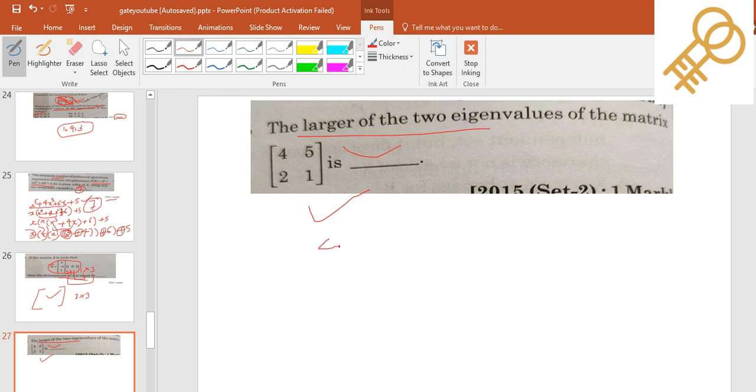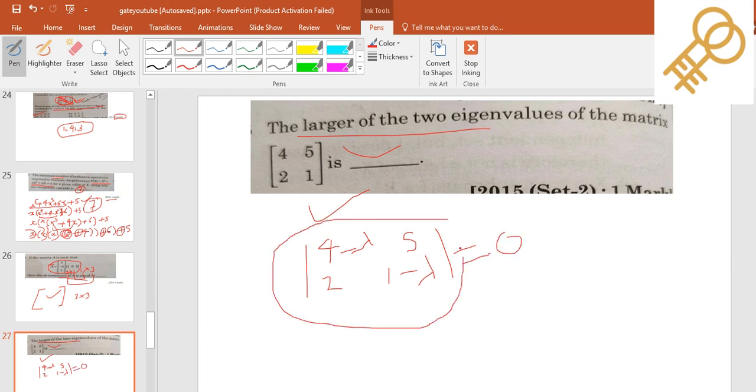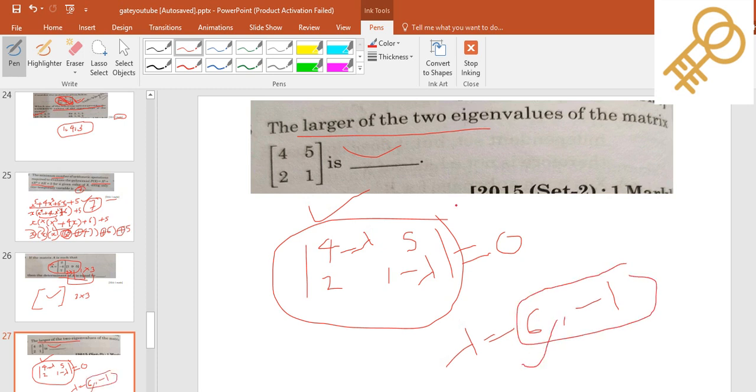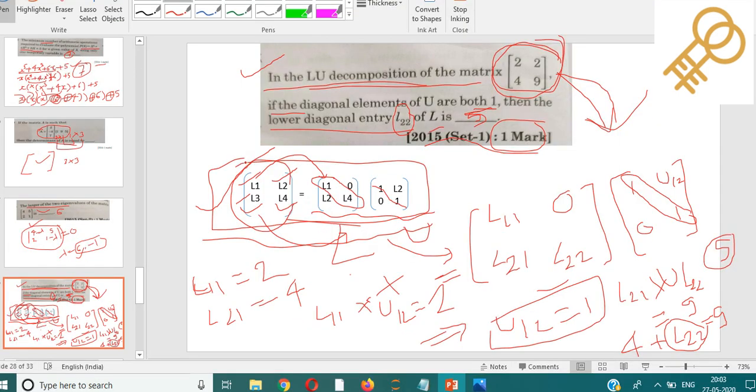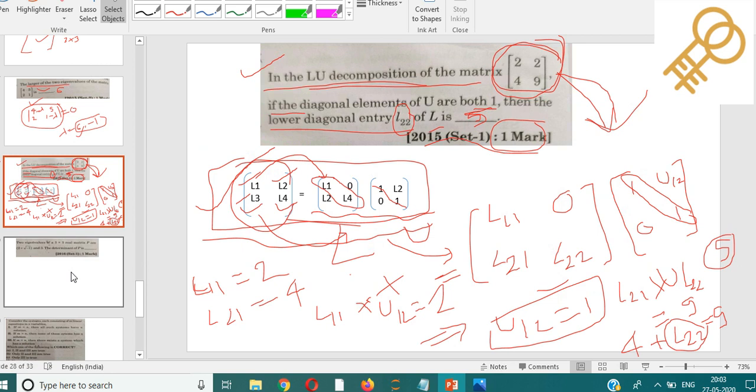When you apply the characteristic equation, you'll get the determinant of 4 minus lambda, 5, 2, 1 minus lambda, and this will be equal to 0. When you solve the determinant, you'll get 2 values of lambda, and the values will be 6 and minus 1. So you can see among these, 6 is the maximum value, so the answer will be 6, right? So moving towards the next question.